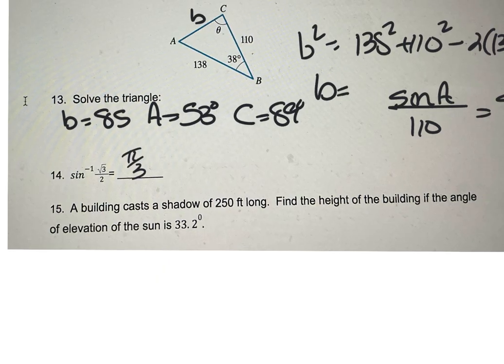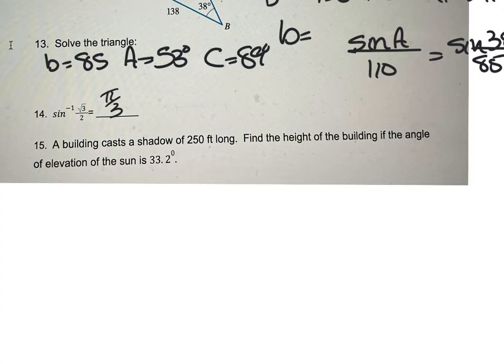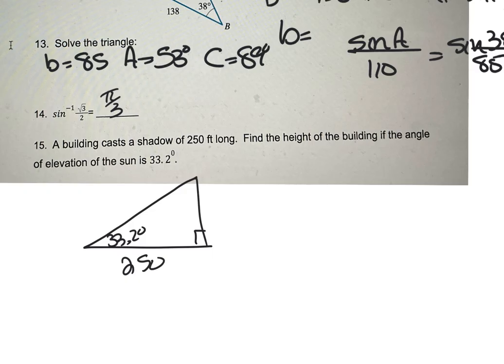Number 15. A building casts a shadow 250 feet long. Find the height of the building at the angle of elevation. That's a right triangle. Remember, the angle of elevation must touch the horizontal, right there. Where's the shadow? On the ground, 250 feet. What is the height of the building? The height is right there.